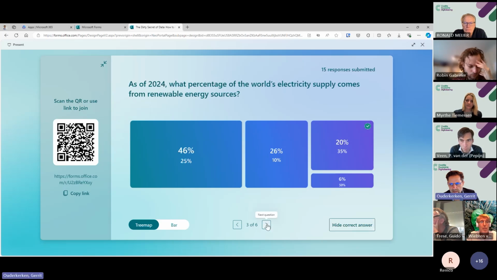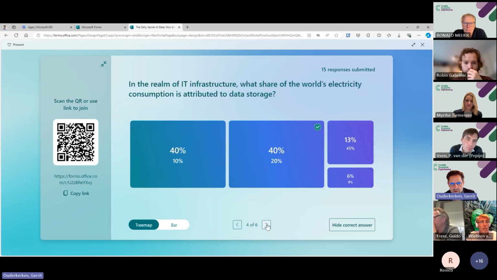All right, then only 20% of the people was at the correct answer. The next question: in the realm of IT infrastructure, what share of the world's electricity consumption is attributed to data storage? That is 20%. And given the total growth of data due to AI, Gartner is expecting it will grow to 30%. So 1/3 of the total world's electricity consumption is attributed to data storage of the data center.